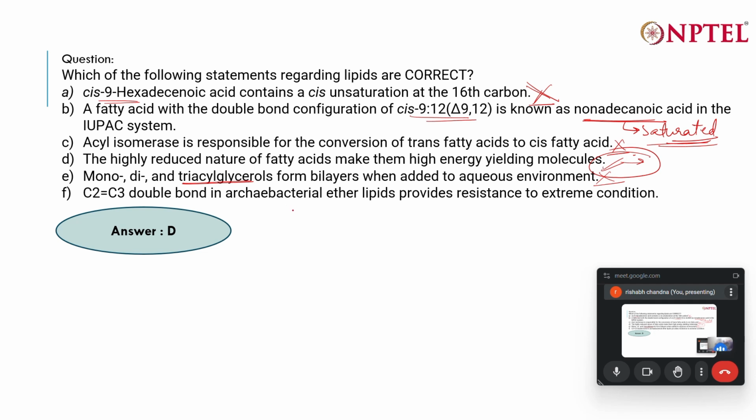C2 double bond, C3 double bond in archaebacterial ether lipids provide resistance to extreme conditions. No, this is also not correct. So the correct answer is option number D. Okay, so that is the correct statement basically.